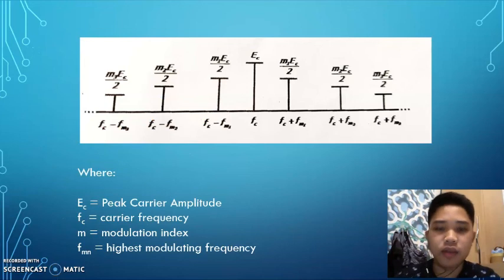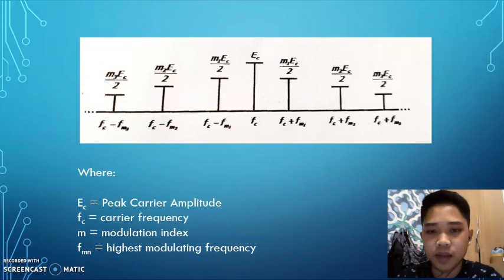So we have this figure. This appears to be a sine wave. On the left side of the figure is the lower sideband, and the right side is the upper sideband. In the center we have the longest line, E sub C, which is defined here as the peak carrier amplitude.